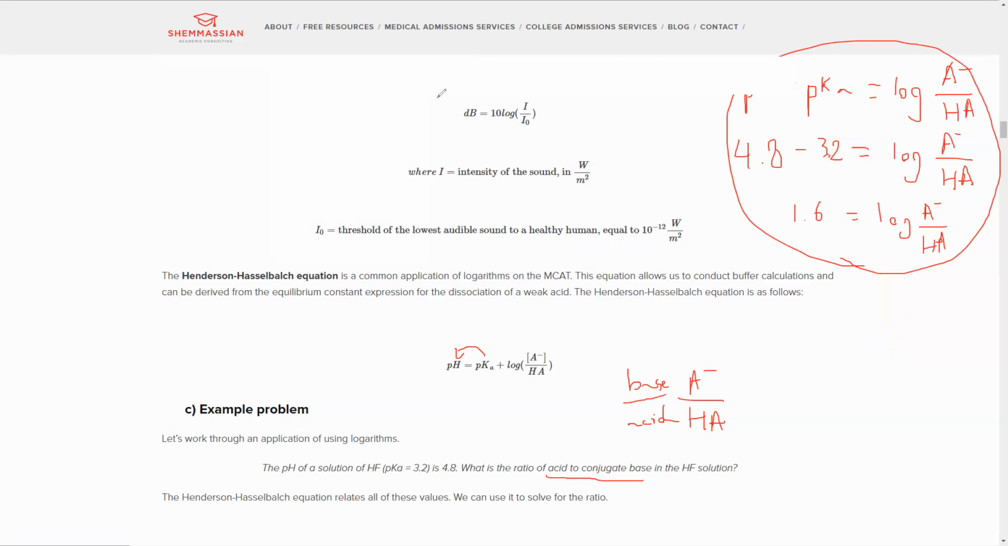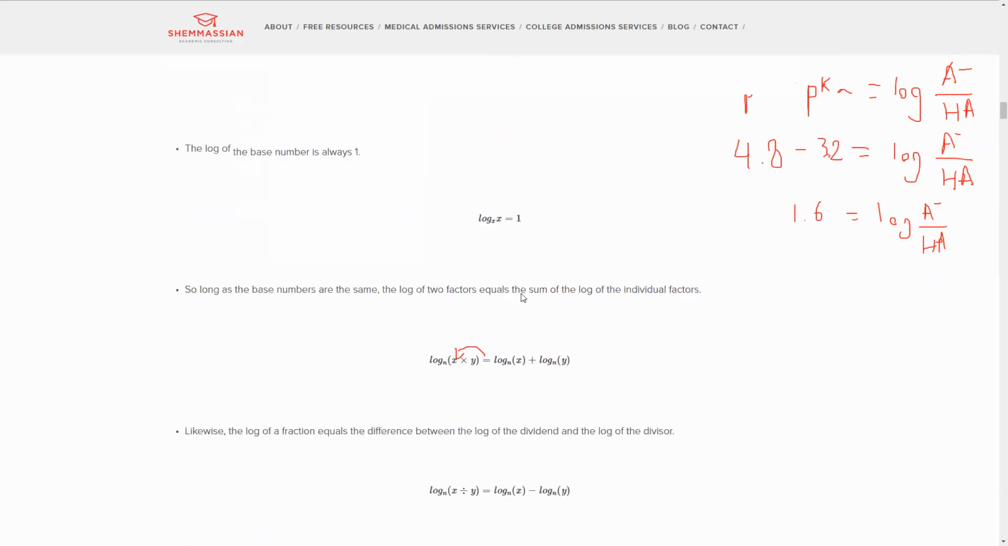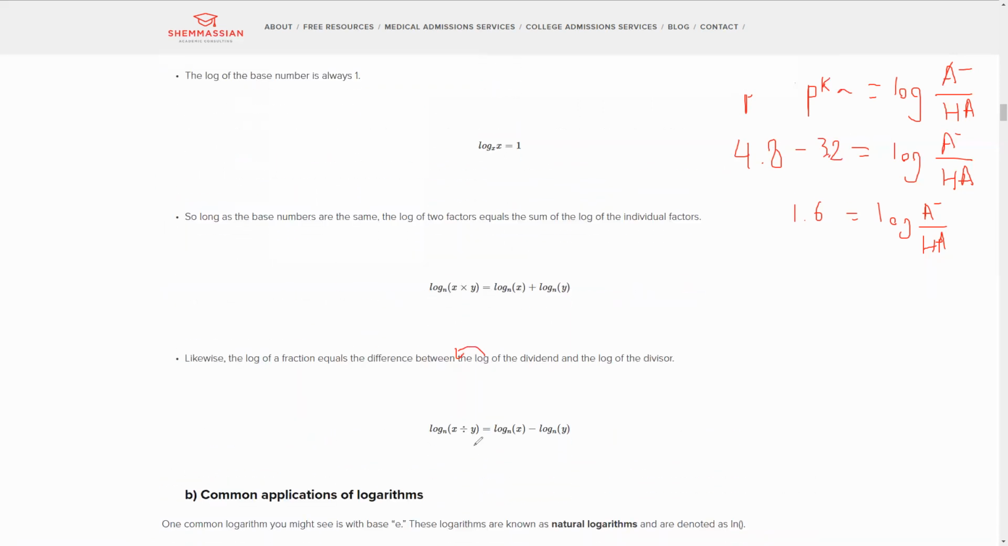So let's go back a little bit. The thing that we need to do is flip this. And so how do we flip the log? With logs, all we need to do is multiply by -1. The reason that we can do that is because if we look at our log rule, right here, this is the one. We have log of something divided by something, so essentially that gives us log A minus subtracted by log HA.